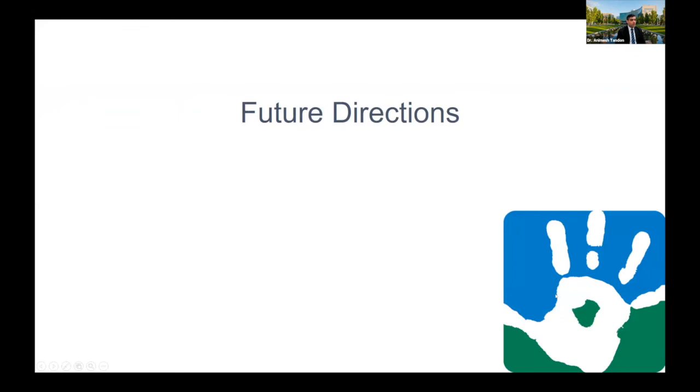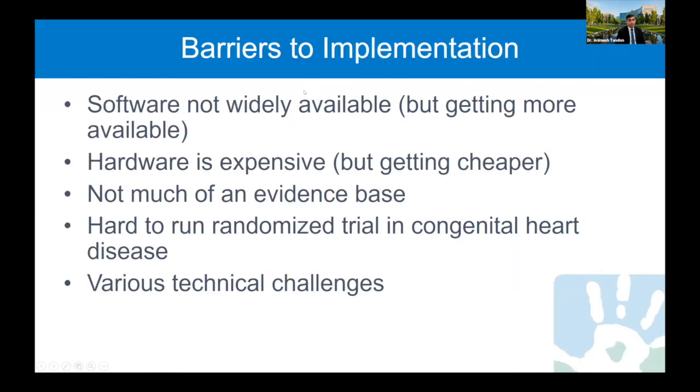So in terms of future directions, the barriers for implementation are really that the software and the hardware are not always widely available, but it's growing. And then it's hard to run randomized controlled trials in congenital heart disease. So getting funding to support this work and build the evidence base is harder. And then there are various technological challenges like image segmentation and registration.